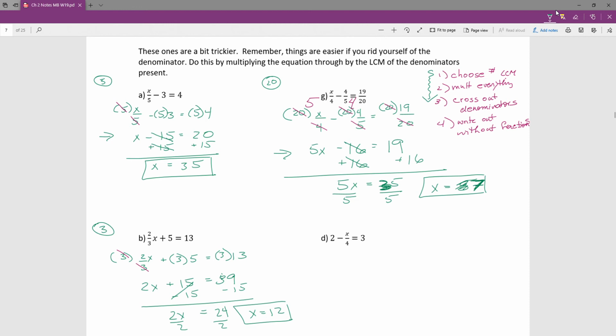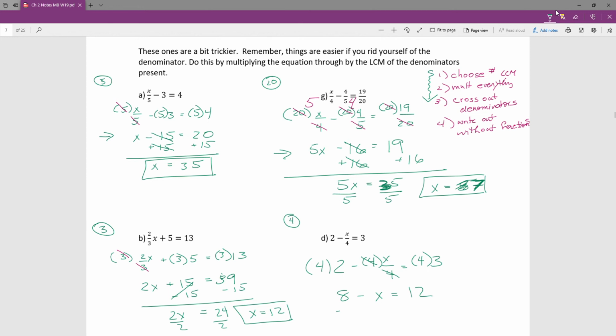We're back to these easier ones a little bit. So we're going to choose a number that would get rid of my fractions. I'm going to multiply everything through by that number. Then I'm going to write it all above board. So back to the simpler ones here, where 4 is going to be that number that would get rid of my denominator. So everything gets multiplied through by 4. I do this crossing out business, and I write it all above board. So I get 8 minus x equaling 12. And now I just solve for x.